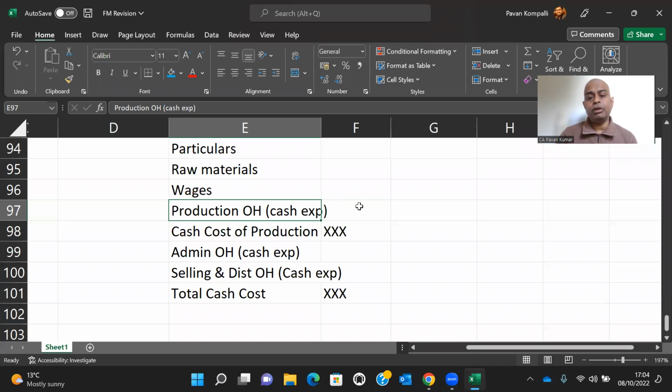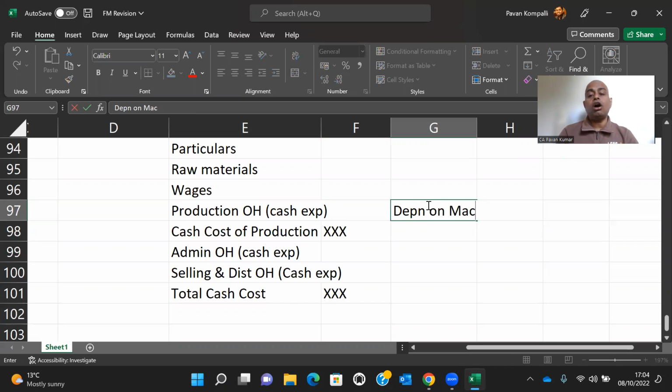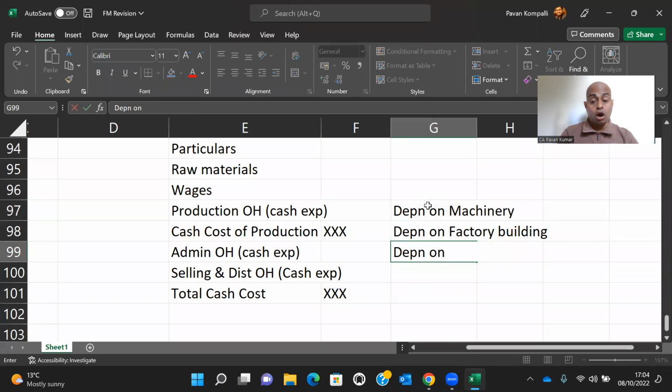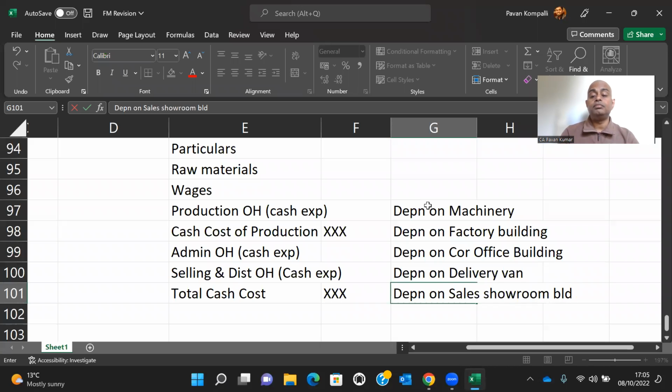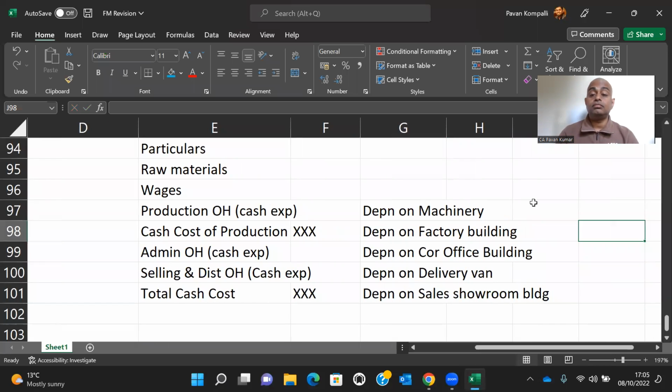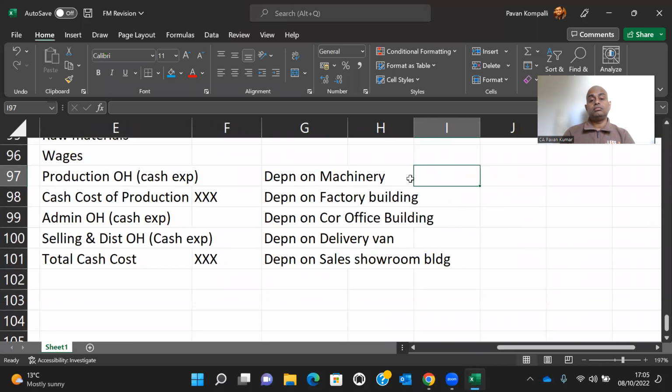For example, you tell me depreciation on machinery, depreciation on factory building, depreciation on corporate office building, depreciation on delivery van, depreciation on sales showroom building. You tell me what overhead it is. I don't know, I forgot. Production overhead, correct.